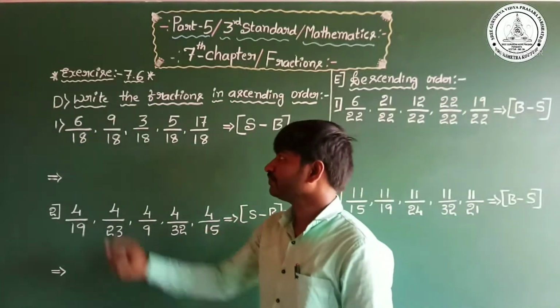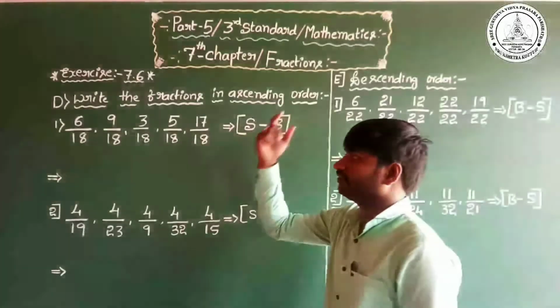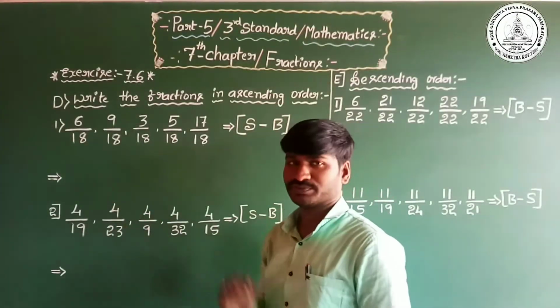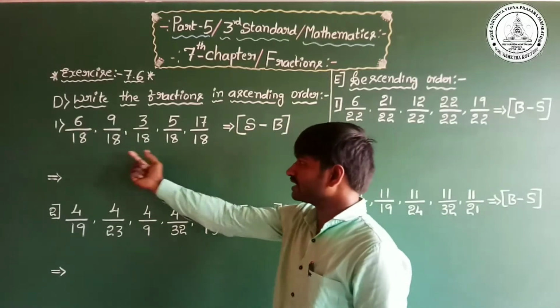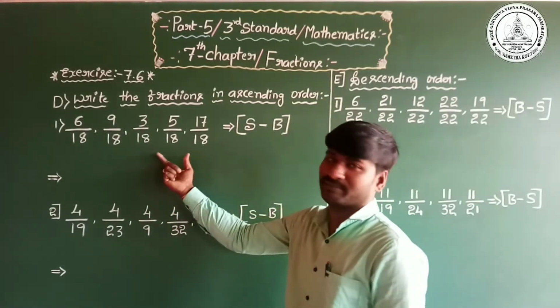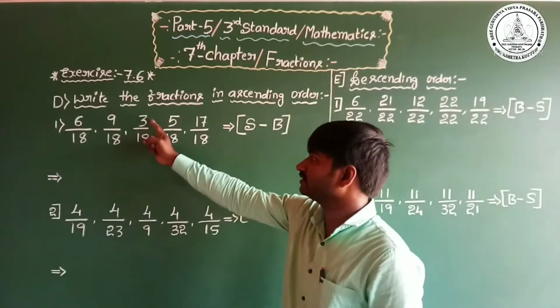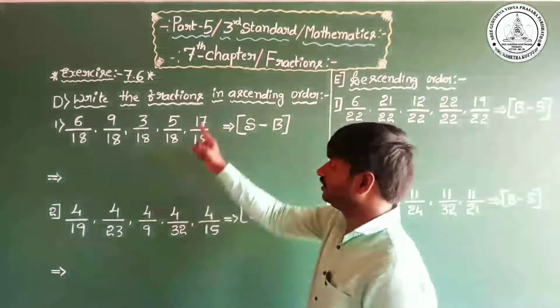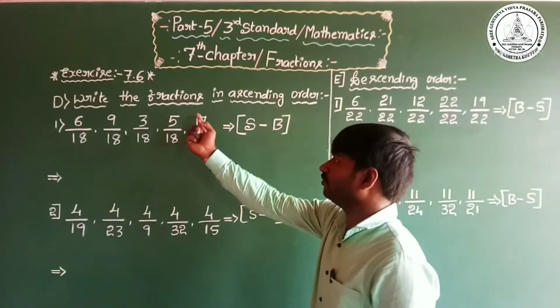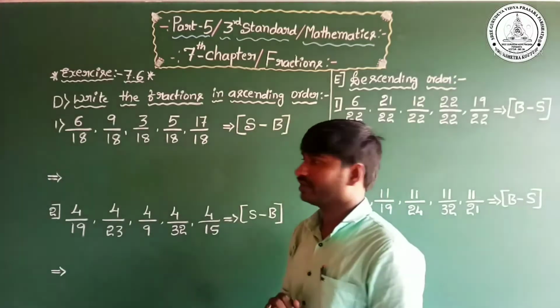Yes, what is the D part? Write the fractions in ascending order. Given example is there, 1 and 2. Okay. Dear student, in the first example the denominators of the given fractions are the same. These are 6 by 18, 9 by 18, 3 by 18, 5 by 18 and 17 by 18. Above the dividing line is 17, below the dividing line is 18, you know already.